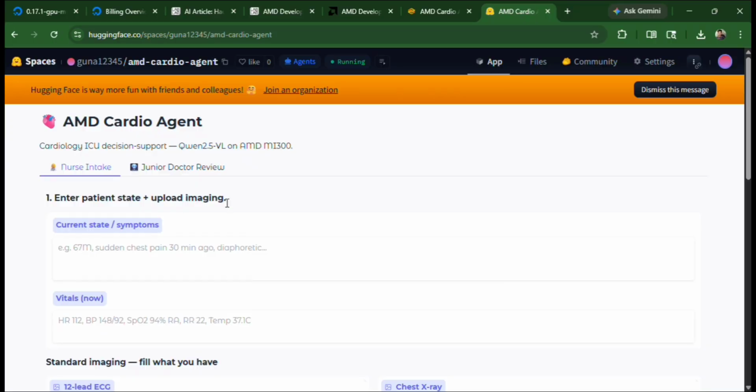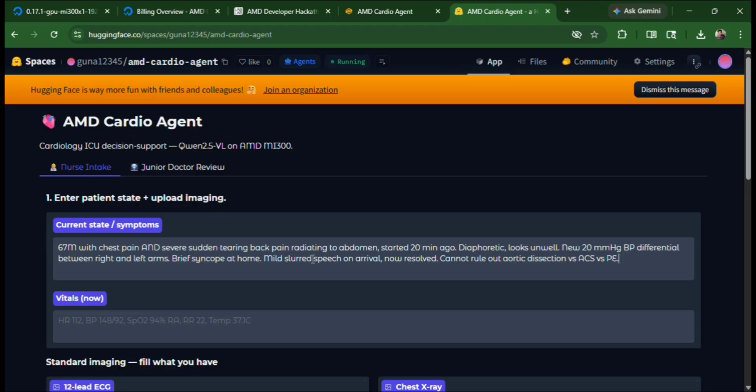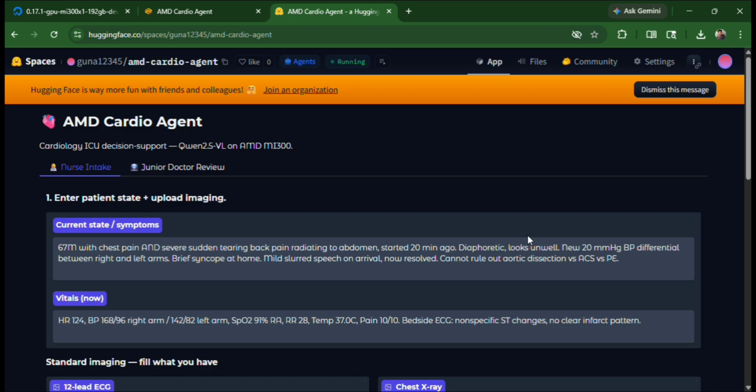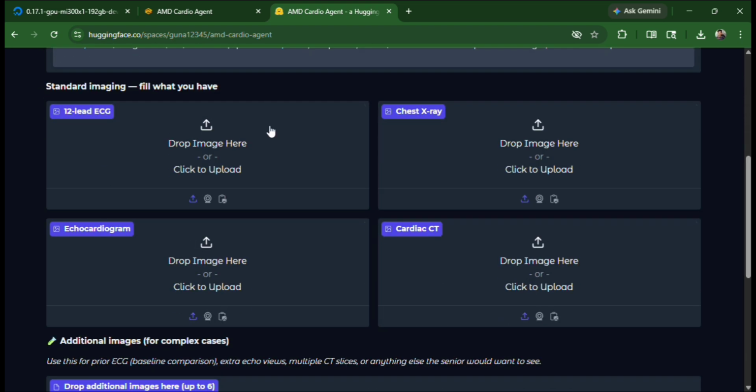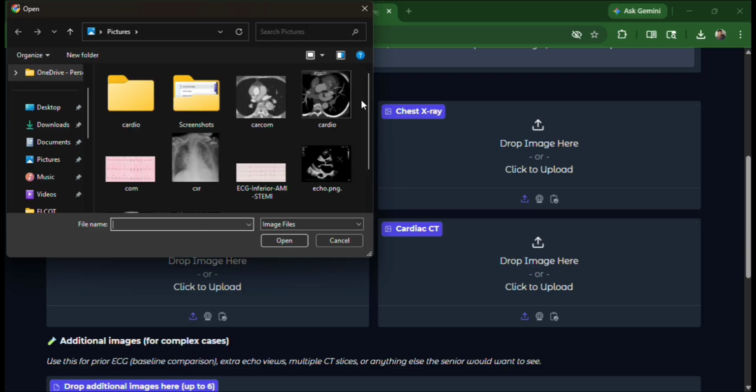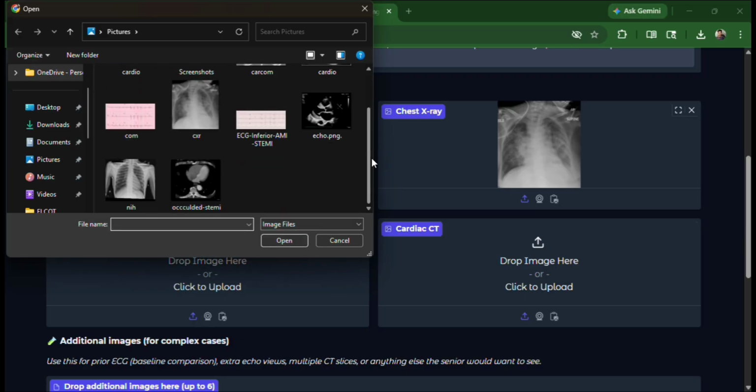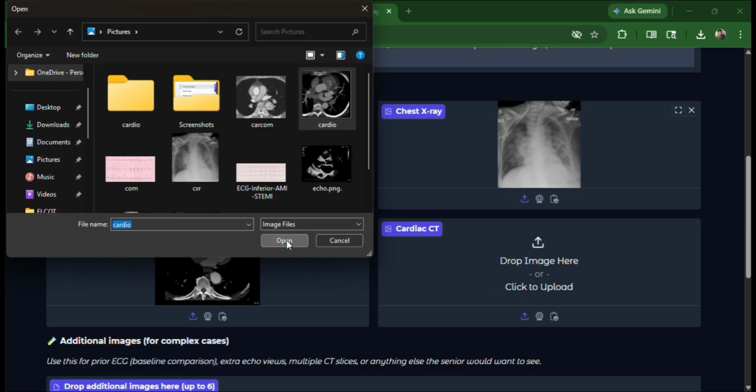Watch this. This is the nurse intake. The nurse types the patient's state and vitals, then uploads 4 cardiac images: ECG, chest X-ray, echo, and CT. In production, this would pull from the hospital EMR. For version 1, we kept it manual to keep the demo clean.